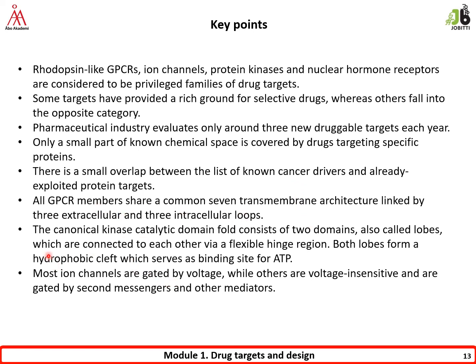The canonical kinase catalytic domain fold consists of 2 domains, also called lobes, which are connected via a flexible hinge region. Both lobes form a hydrophobic cleft, which serves as a binding site for ATP. Most ion channels are gated by voltage, while others are voltage insensitive and are gated by secondary messengers and other mediators.